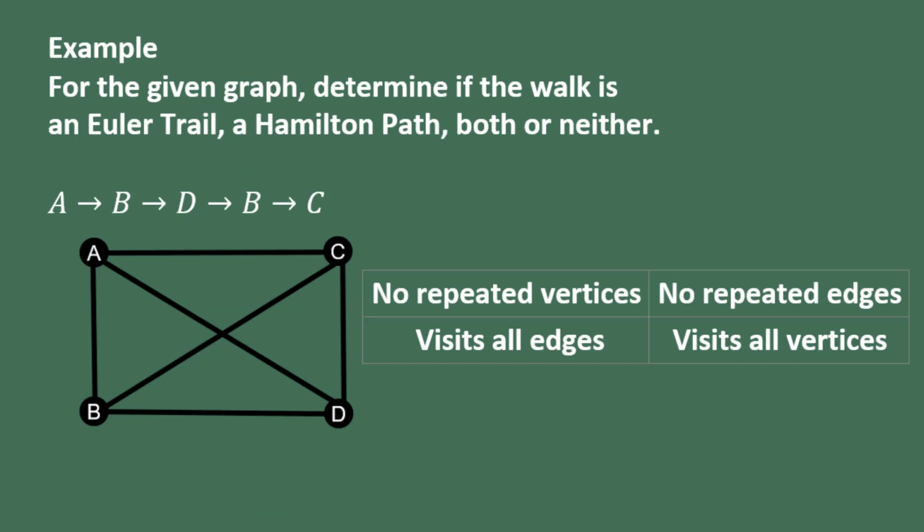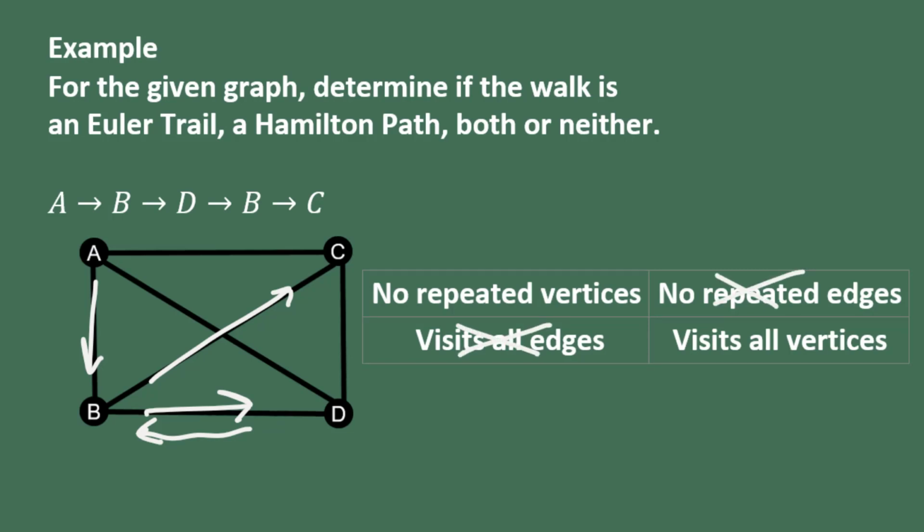Now let's look at this example. Determine if the walk is an Euler trail, a Hamilton path, both or neither. We have the walk from A to B, B to D, D back to B, and then from B to C. I can eliminate this being an Euler trail right away because we have repeated edges, and we also did not visit all the edges. So this is definitely not an Euler trail.